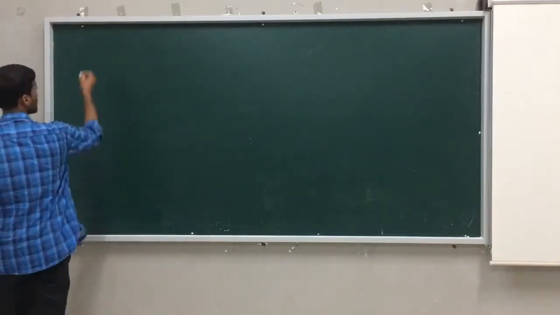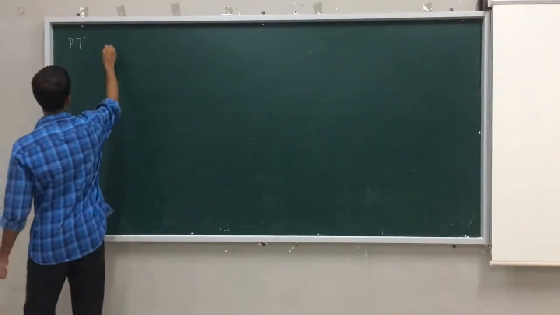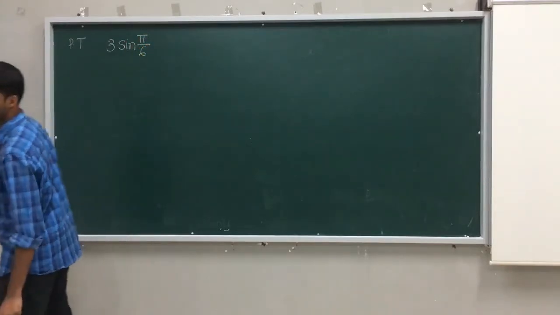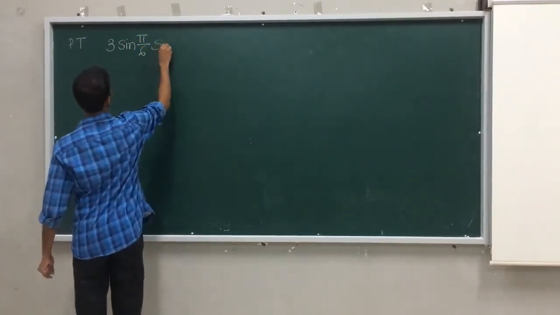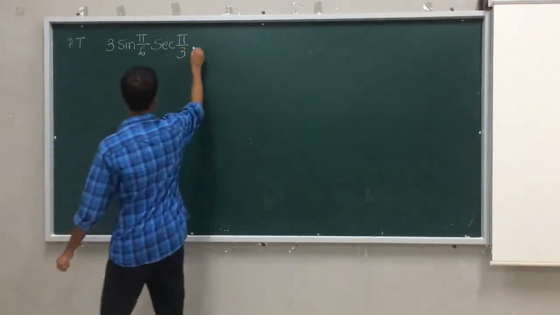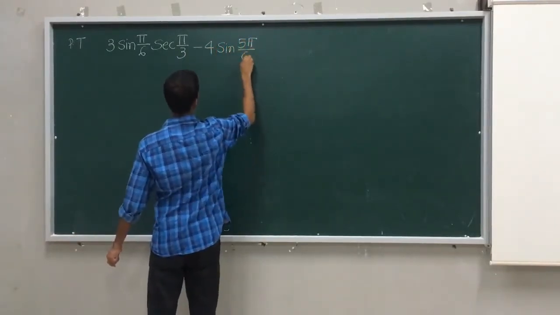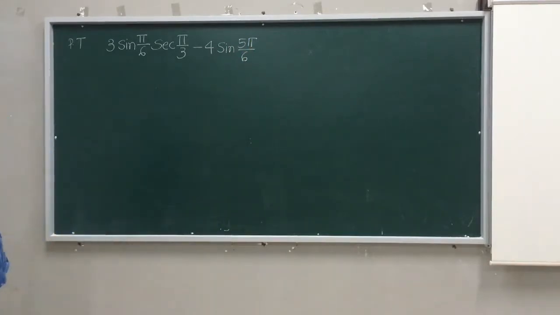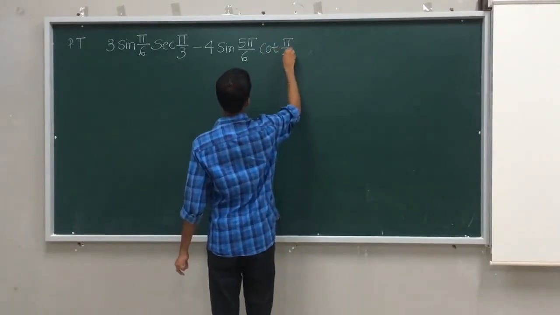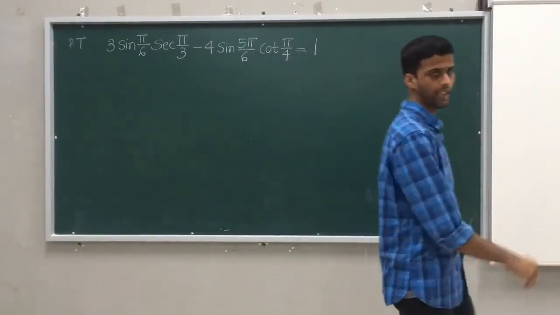Prove that 3 times sin pi by 6 into sec pi by 3 minus 4 times sin 5 pi by 6 into cot pi by 4 is equal to 1. They expect you to prove this particular answer as 1.